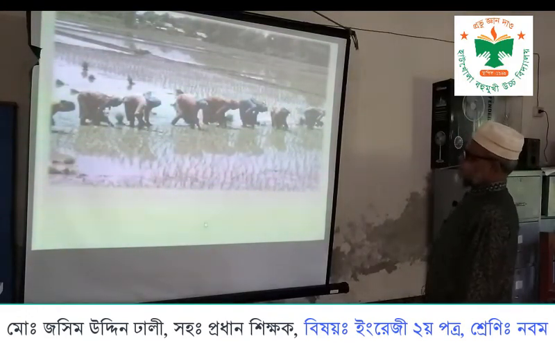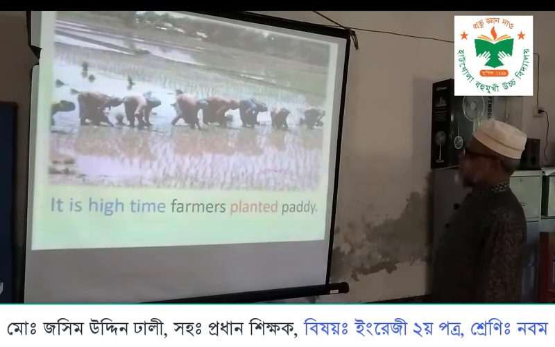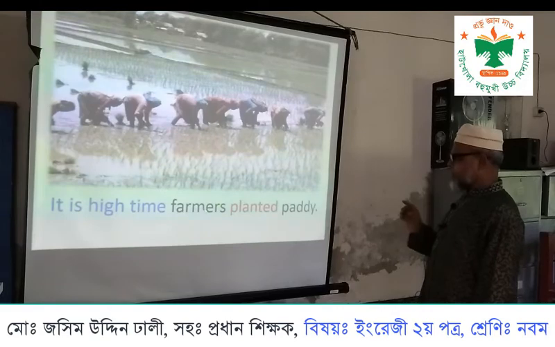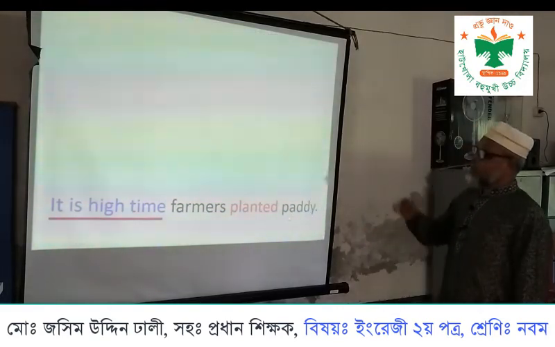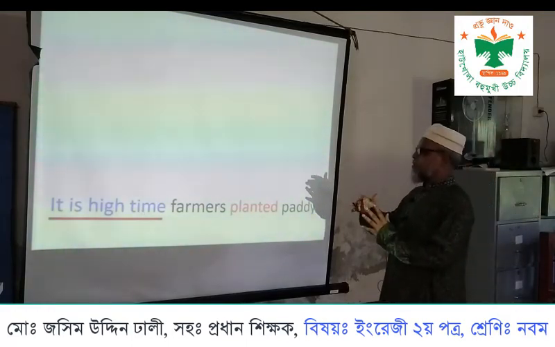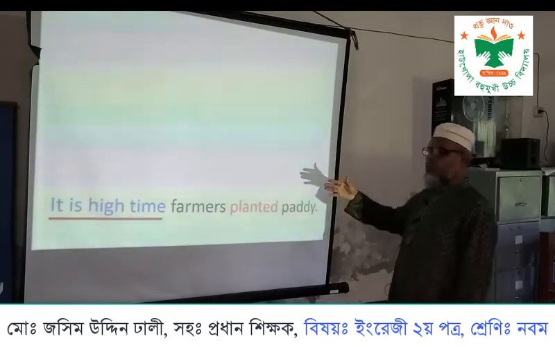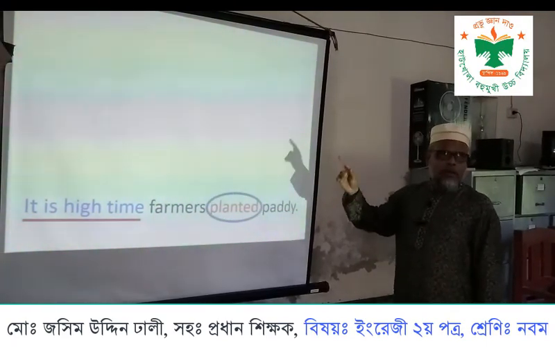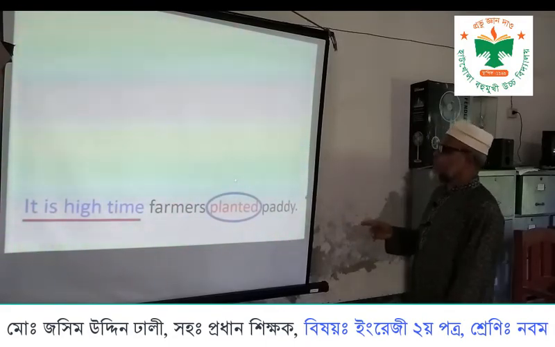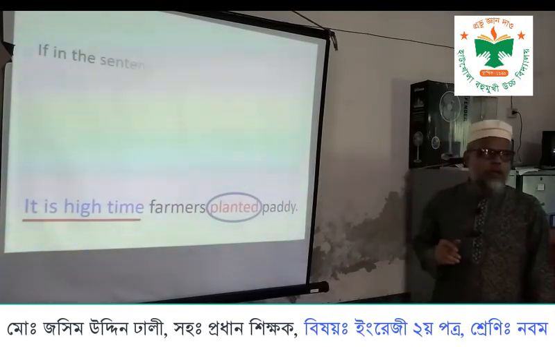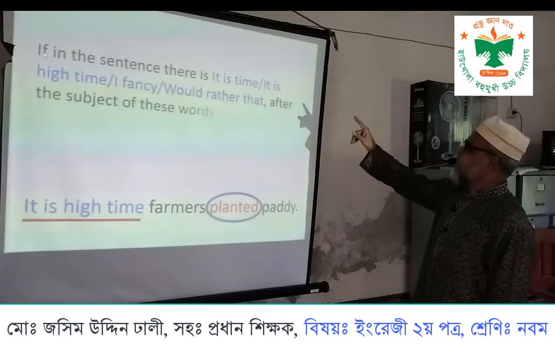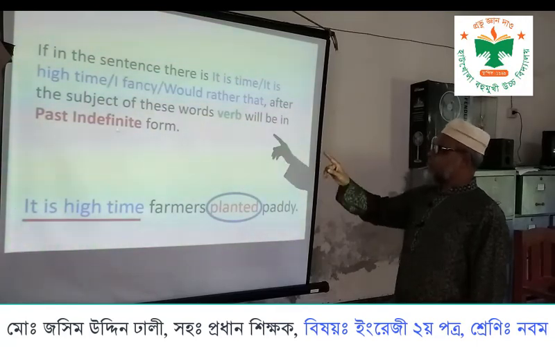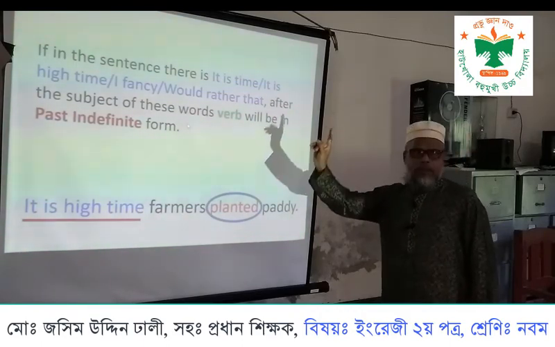Can you see this picture? I can see they are swinging. It is high time. During the sentence, after the subject, the part will be in past form. Past form. If the sentence has it is right time, high time, proper time, or nick time, then the subject of the past, past of the past. If in the sentence there is high time, this time it is high time. You can see which part after the subject will be in past tense or past form.